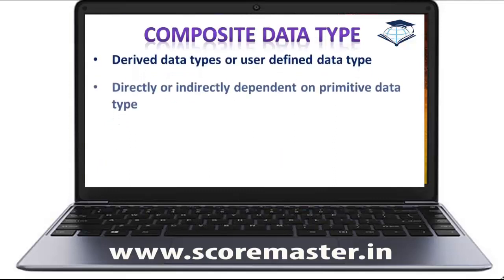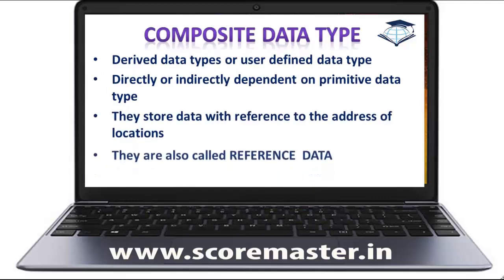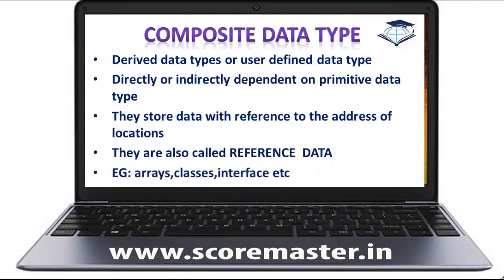Composite data types. Derived data types or user-defined data types. Directly or indirectly dependent on primitive data types. They store data with reference to the address of locations. They are also called reference data. Example: arrays, classes, interfaces, etc.